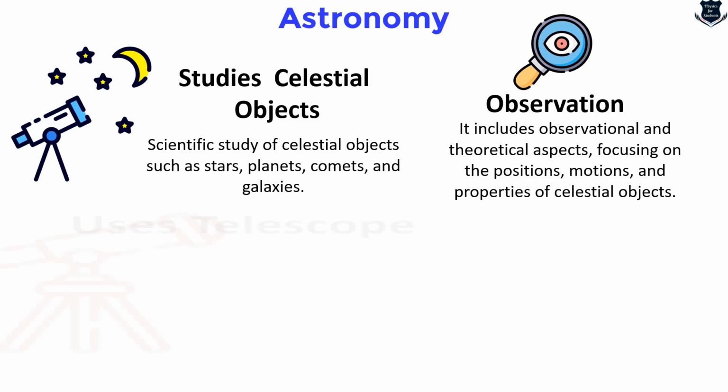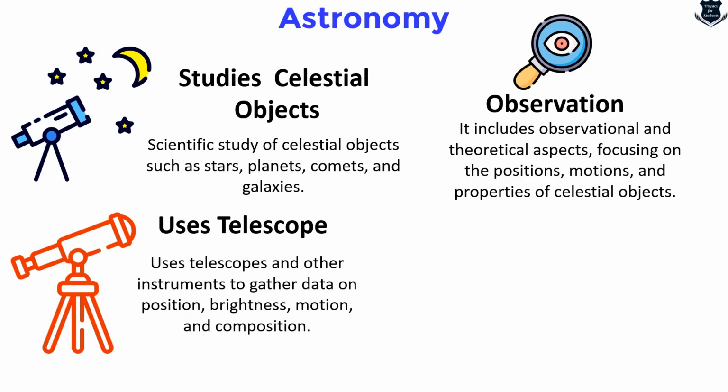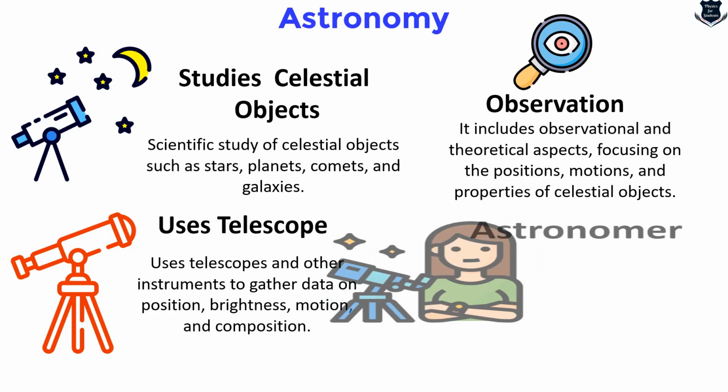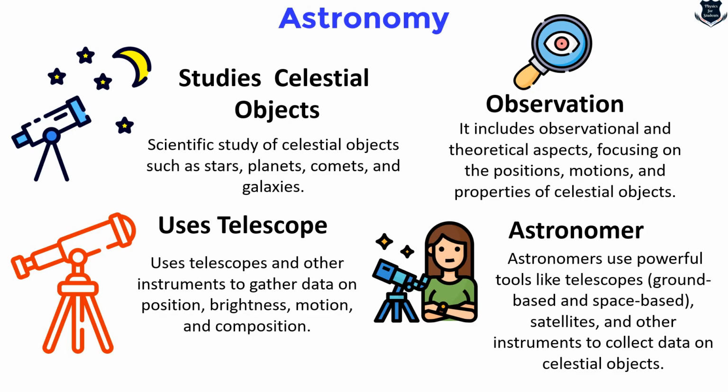And how do we observe them? We use telescopes. So using telescopes and other instruments in astronomy, data is gathered in order to measure the luminosity, the brightness, motion and composition. And who does all those measurements? They are called astronomers, and astronomers use powerful tools like ground-based or space-based telescopes, satellites, etc. to collect data on celestial objects. So this is what we can call astronomy. It is a scientific study which basically studies the celestial objects and makes observations and covers the theoretical aspects.